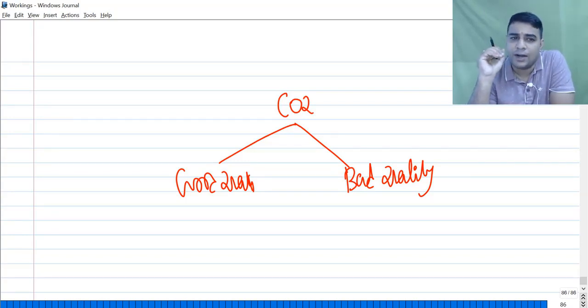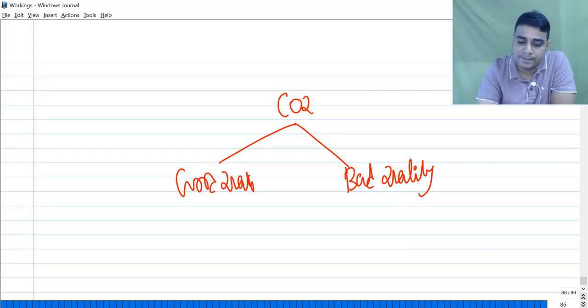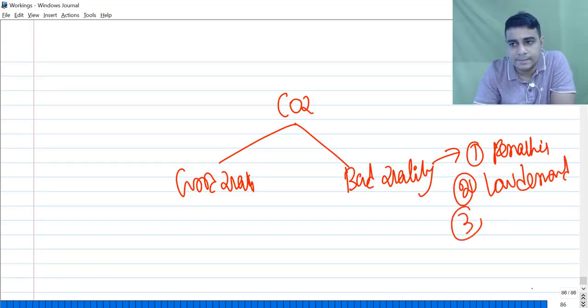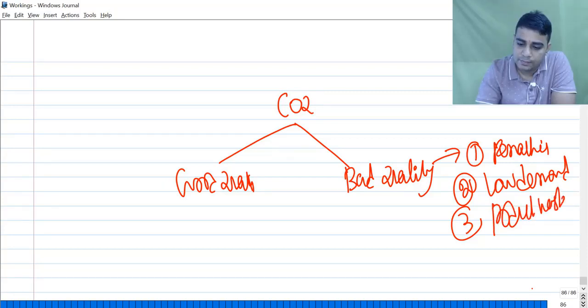Assume I have a bad quality, what are the problems an organization will face? If you have a bad quality, what are the issues an organization will face? Penalties. Okay, what else? Low demand. What else? Both are right points. What else? Product wastage. Okay. What else? Okay, extra expenses.